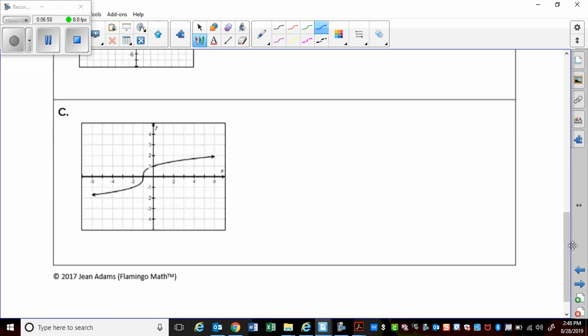So my function, I know that this is a cubed root. This is a parent function. It looks like a cubed root. So f of x equals the cubed root of x. It looks like we're shifting it to the left 1, so I'm actually going to put plus 1. I don't think we're going to shift it up or down at all. It asks us to graph the line y equals x, so I'm going to do that. Y equals x is a slant line.